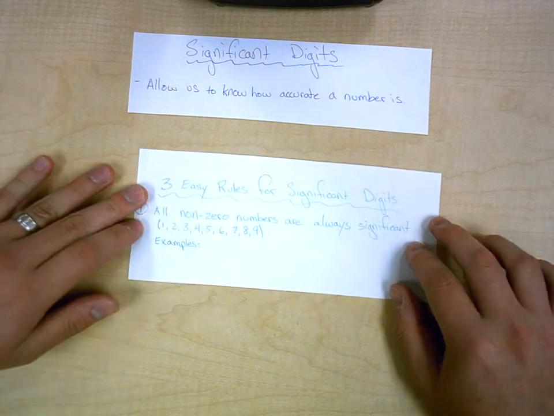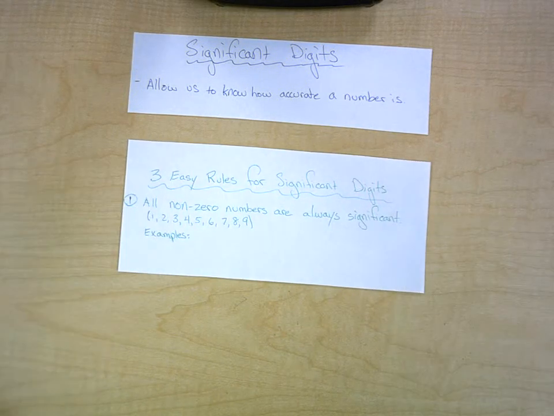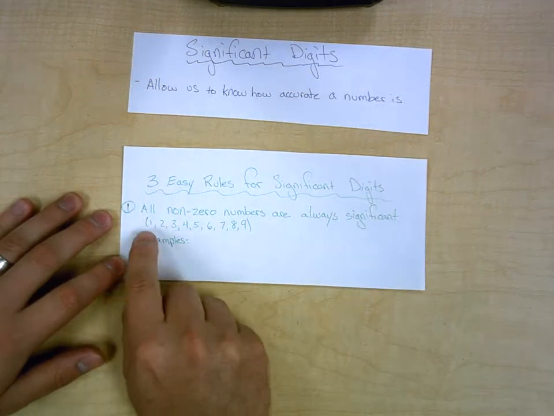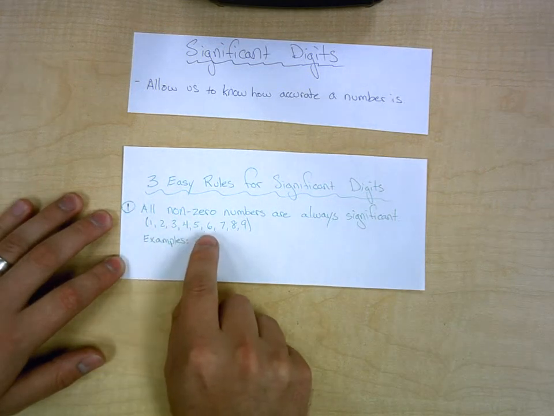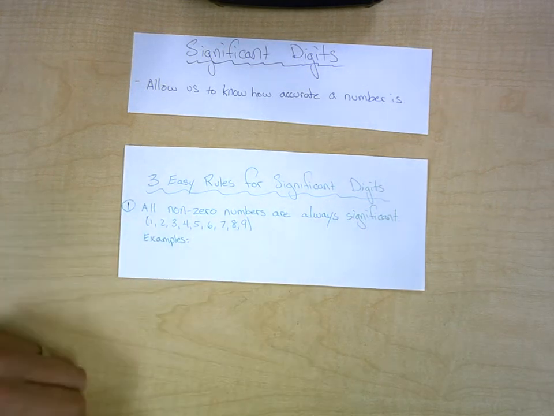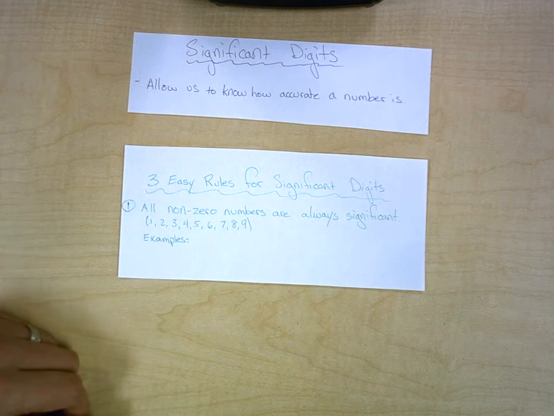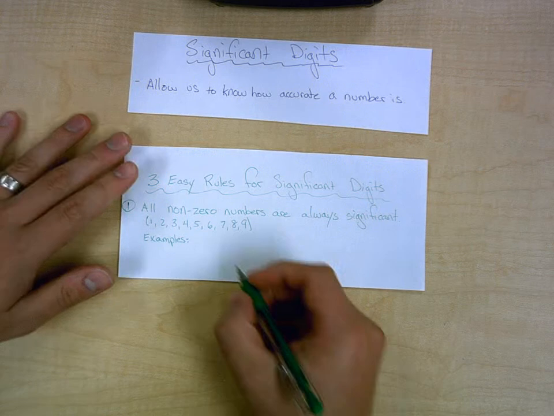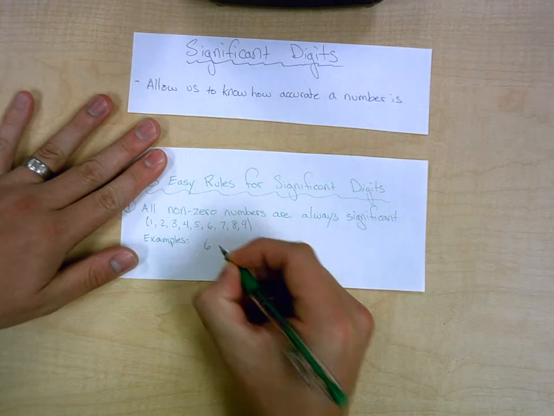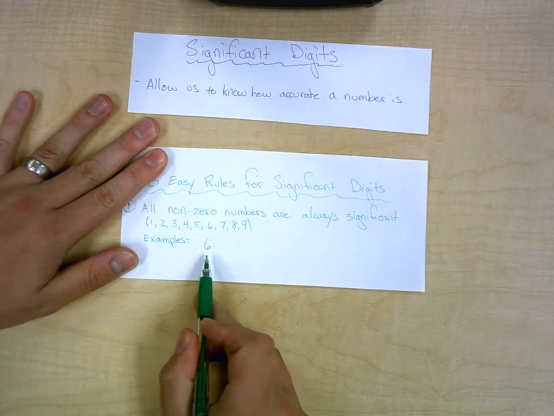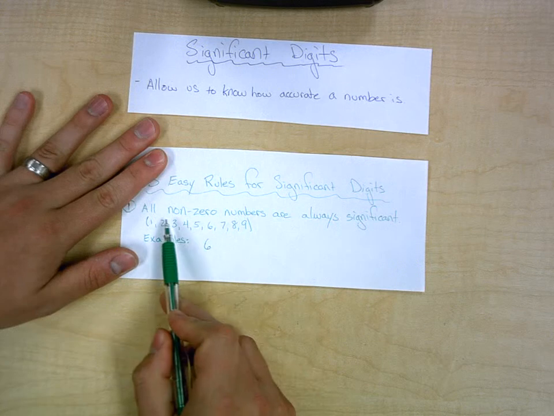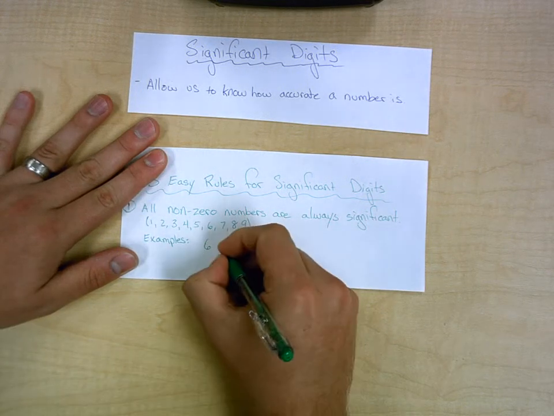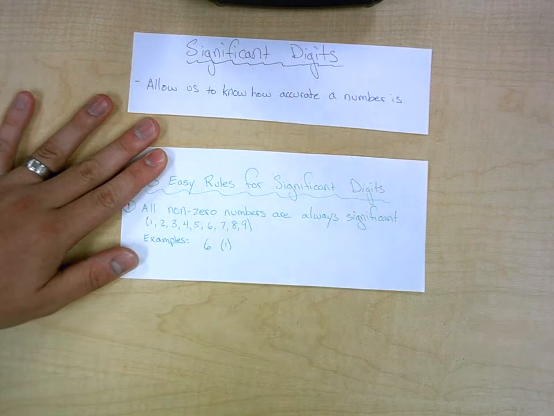The first rule is that all non-zero numbers are always significant. Those are the numbers 1, 2, 3, 4, 5, 6, 7, 8, and 9. All of those numbers, anytime you see them, are always counted as significant digits. So some examples we have are, for instance, the number 6. In the number 6, there's only one number there, and it is a non-zero number, so we would count it as significant. So that number has one significant digit.